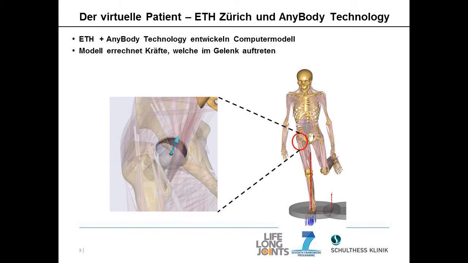The data will be implemented in the virtual patient computer model, which is managed by the ETH Zurich and Anybody Technology. The strength data from actual patients will allow us to obtain more realistic results about joint contact pressures calculated by this computer model. The important aspect of the data that was collected in the Schulthess Klinik is that it complements the data that was collected in Leeds by adding important information about the activity level and strength of muscles before and after hip surgery.